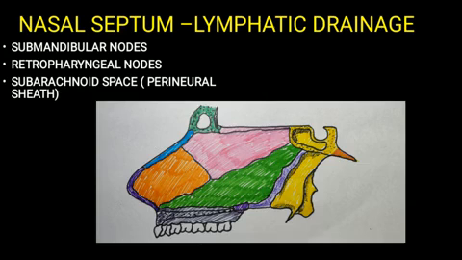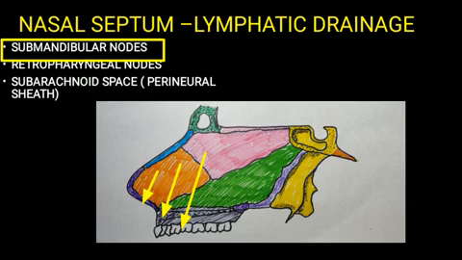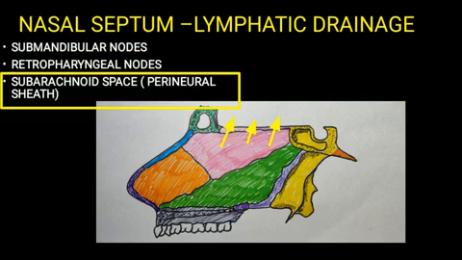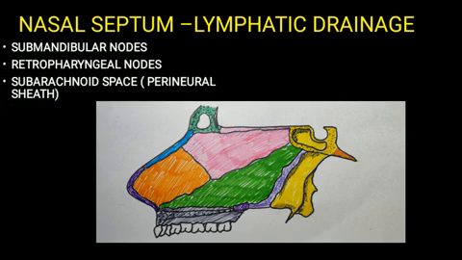The anterior part of the nasal septum drains its lymph into the submandibular nodes and the posterior part into the retropharyngeal nodes, while in the upper part, the lymphatics accompany the olfactory nerves, and through their perineural sheath they drain the lymph into the subarachnoid space. This is why any infection in the olfactory zone can easily spread into the brain and cause meningoencephalitis, because of this connection through the perineural sheath.